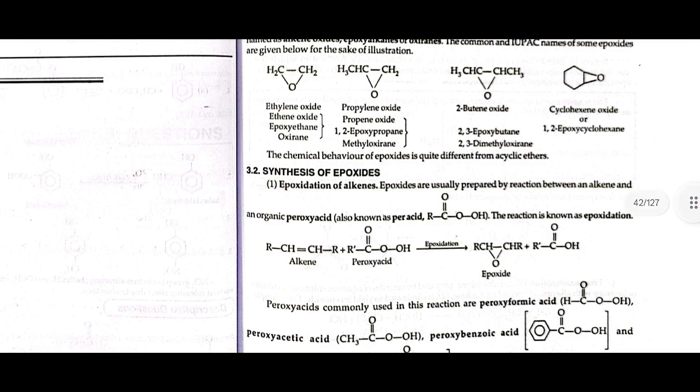The chemical behavior of epoxides is quite different from cyclic ethers. Synthesis of epoxides. First, epoxidation of alkenes. Epoxides are usually prepared by reaction between an alkene and an organic peroxy acid, also known as per acid, RCOOOH. The reaction is known as epoxidation.